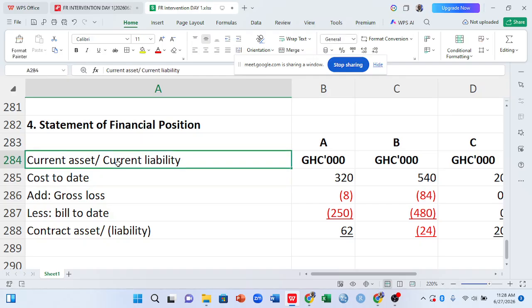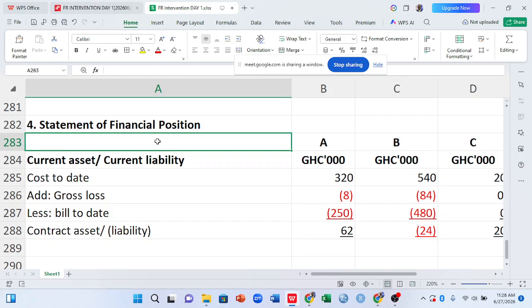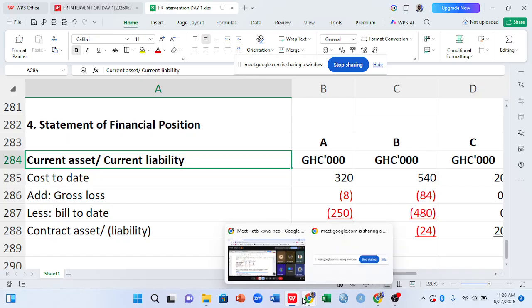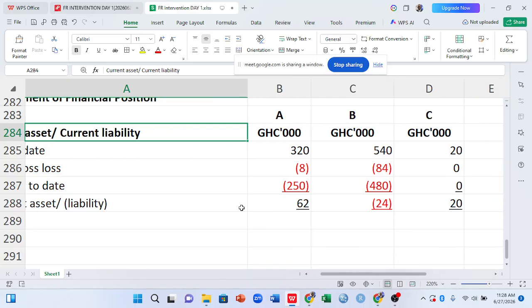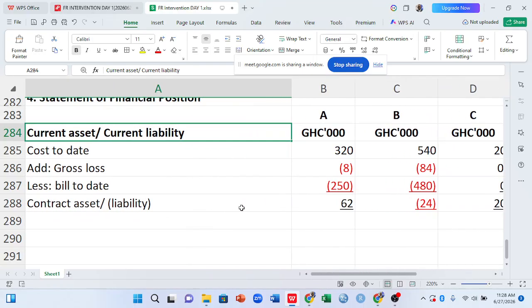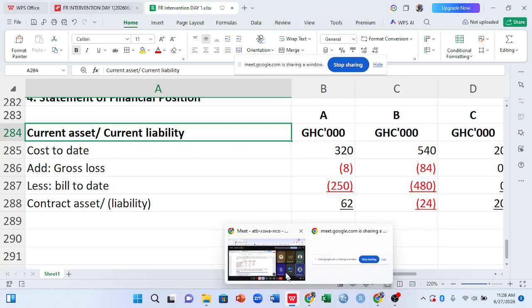And then you are done. I think so far in the syllabus, the examiner has not tested construction contracts for FR. I think for CRE it has been tested, but for FR so far, we have not seen. So one of these days, the examiner can get excited and examine that. Okay, so there are questions on this.